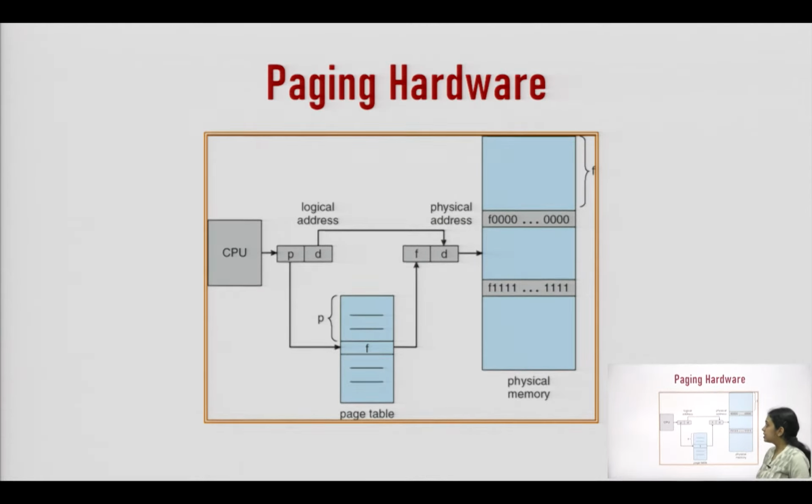Now, this is the paging hardware. It basically tells us how a logical address, that means the address generated by the CPU, is converted into the physical address. Here we have our CPU that generates the logical address. The logical address is divided into two parts, P and D, as discussed in the previous slide. P is the page number and D is the page offset.